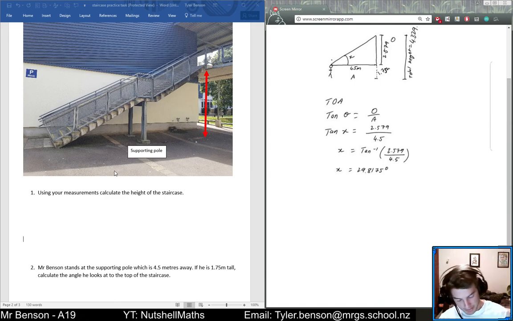Okay, and we can even write the angle Mr. Benson has to look at is 29.82 degrees. Yeah, good idea, thank you, Yin Yin. Put in the right angle there. Really good point. So far so good. Tell me if that doesn't make any sense.